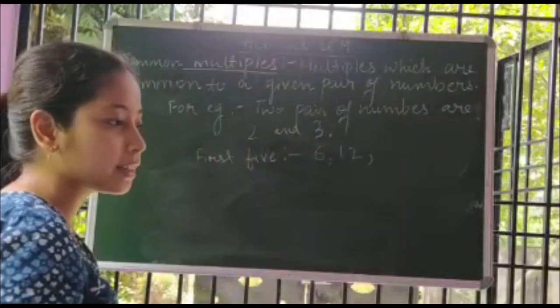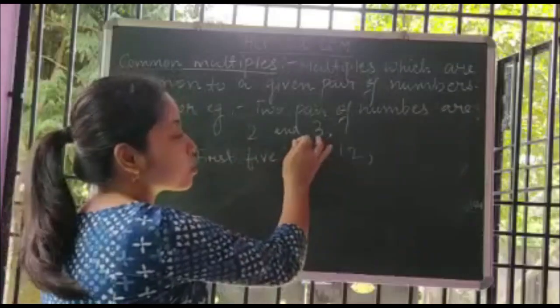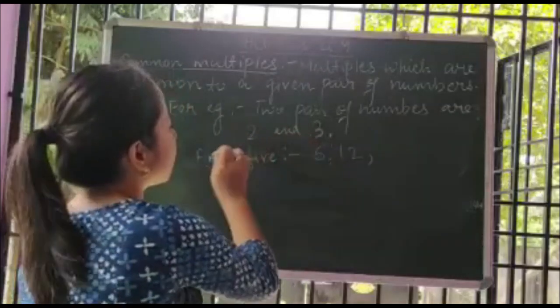Then let us check 18. In the table of 2, 18 is there. Again in the table of 3 also 18 is there. 2 how much are 18?